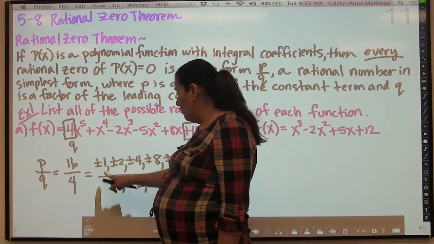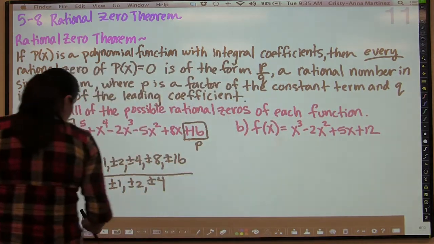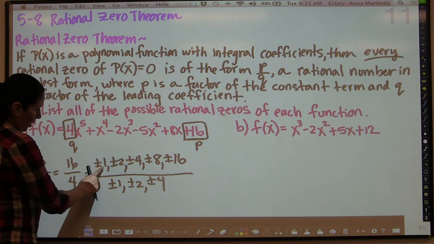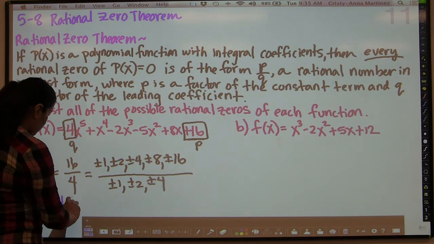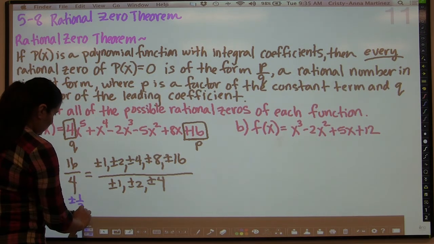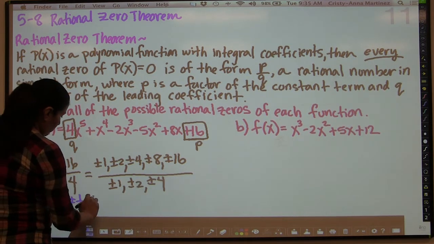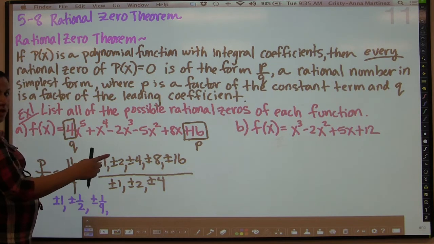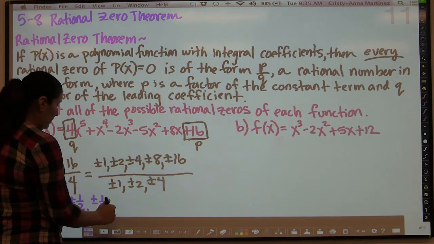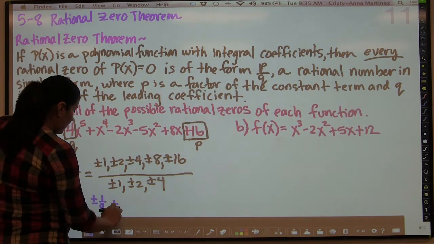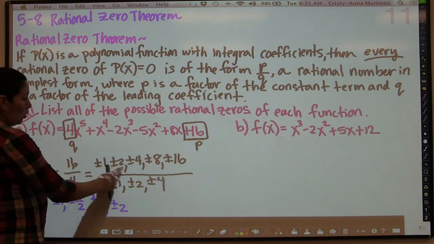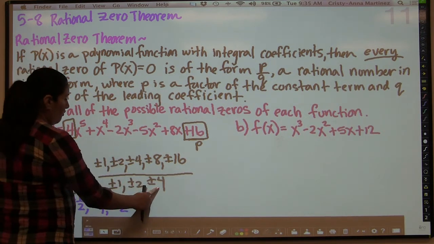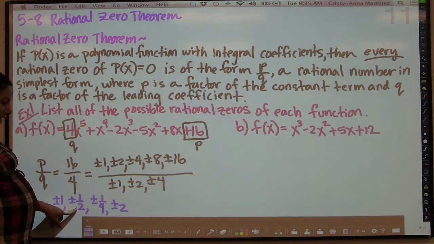So you have to go 1 over 1. So we're going to go plus or minus 1. 1 over 2, which would be plus or minus 1/2. 1 over 4, which would be plus or minus 1/4. And do the same thing with all the other numbers. So now we're going to go 2 over 1, so that's going to be plus or minus 2. 2 over 2, which is 1, and we already have that in our list. 2 over 4, which is 1/2, and we already have that in our list.